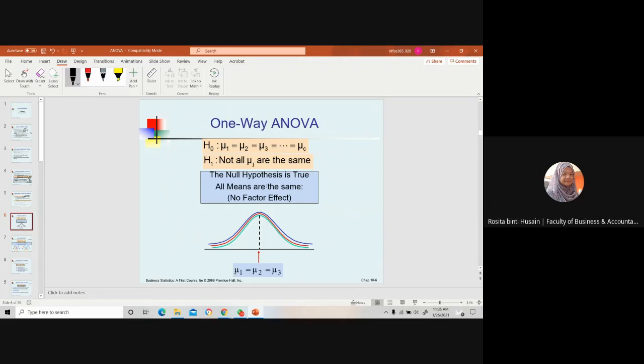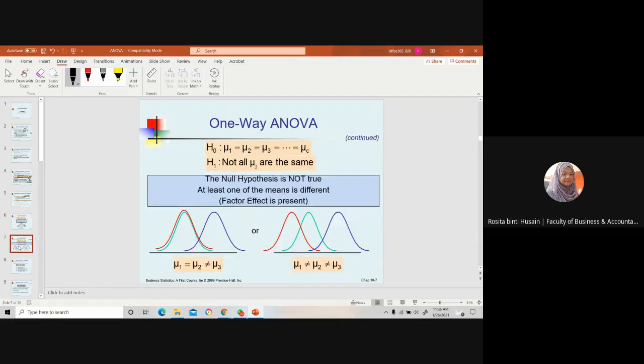So the null hypothesis, there's no factor effects. Sama je. Semua mean sama saja. Sample 1, sample 2. Kat sini dia bagi 3 sample, 1, 2, 3. Semua sama. Okay. So for alternative, at least one of the means is different. At least one. So this example, mu1 and mu2 equal, but mu3 not equal. Or mu1, mu2 or mu3 all are not equal. This is hypothesis alternative.